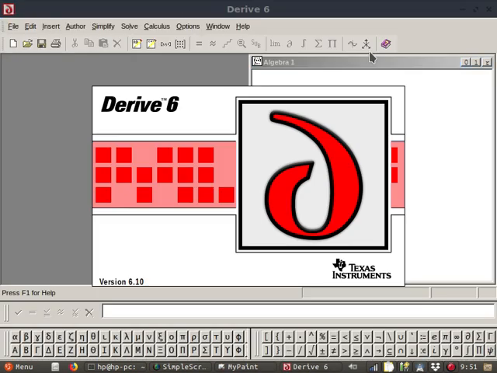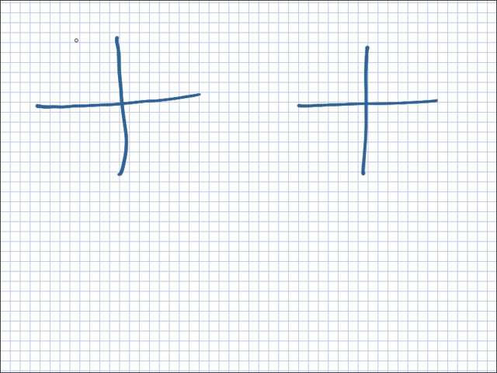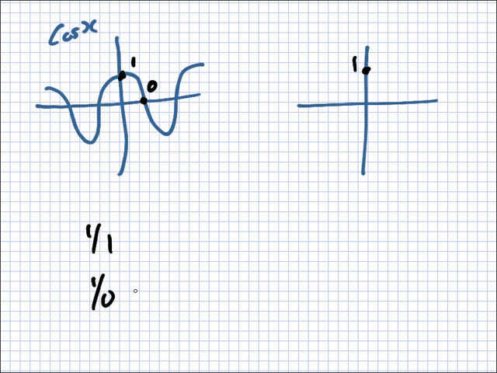Like 1 over cos. Okay, I'll help you. Let's have a look. So you want to draw 1 over cos. Okay, so look. Here's cos. So this is 1. So 1 over 1 is still 1. This is 0. 1 over 0 in this picture will go to infinity. This happens at pi over 2. So it means the graph goes up to infinity here.